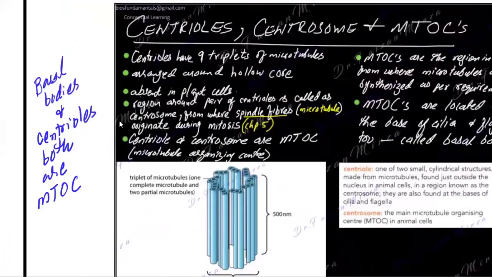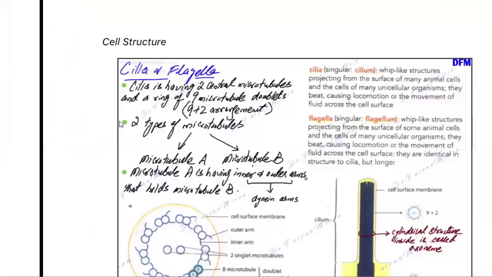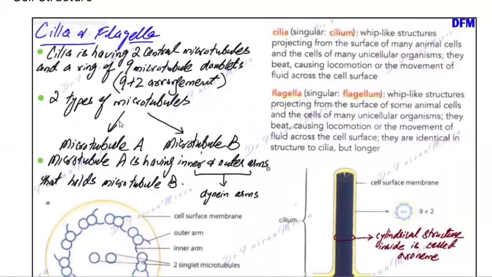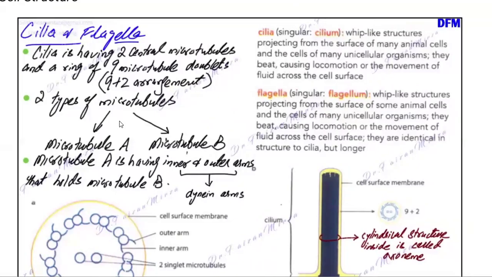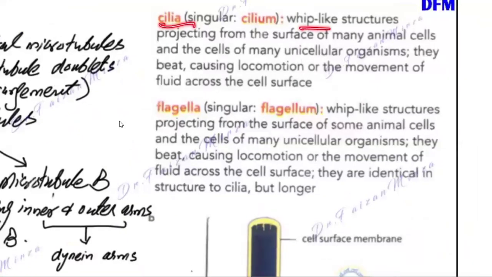Next, we have to discuss a structure called cilia and flagella, and we have to align the concept of microtubules in cilia and flagella as well. Cilia carry out whip-like movement. They have a sweeping action. They move the structures and content which are present just on the surface of the cilia. For example, movement of mucus.